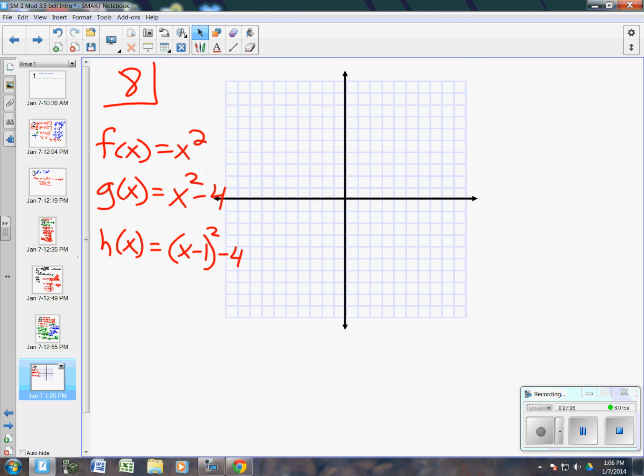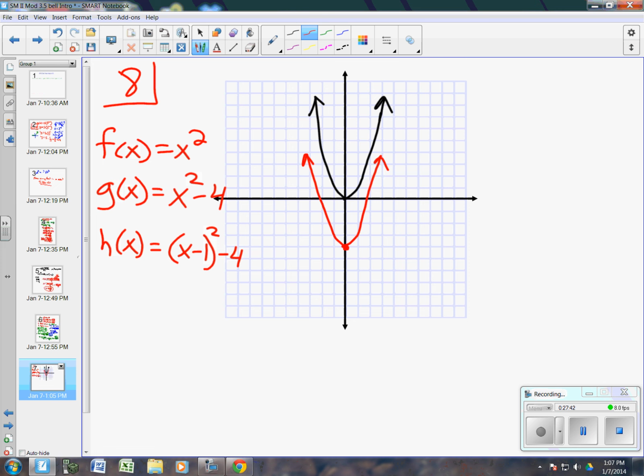Okay, now, you guys, it wants us to do some transformations. I don't know if you guys remember. If I go from x squared to x squared minus 4, what happens to the graph? It goes down 4. Do you remember that? The negative 4 shifts it down 4. So here's x squared. X squared is going to look like this. Okay? X squared minus 4 shifts it down 1, 2, 3, 4 units. It goes like this.